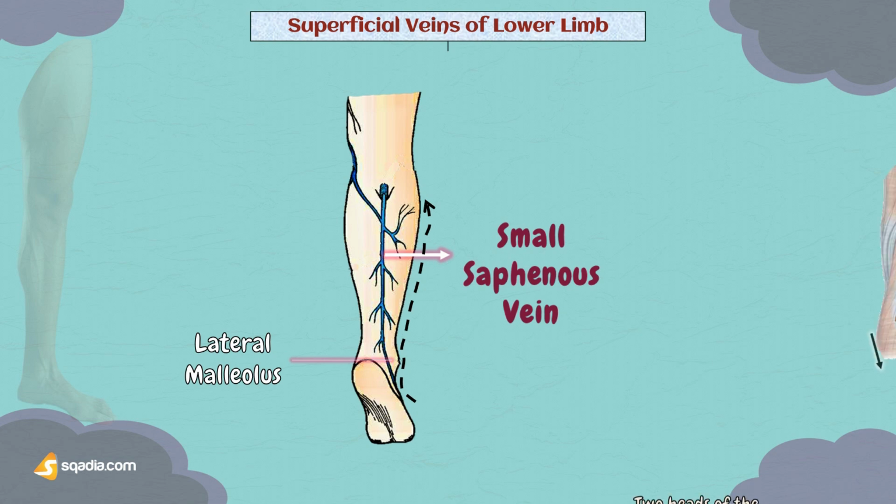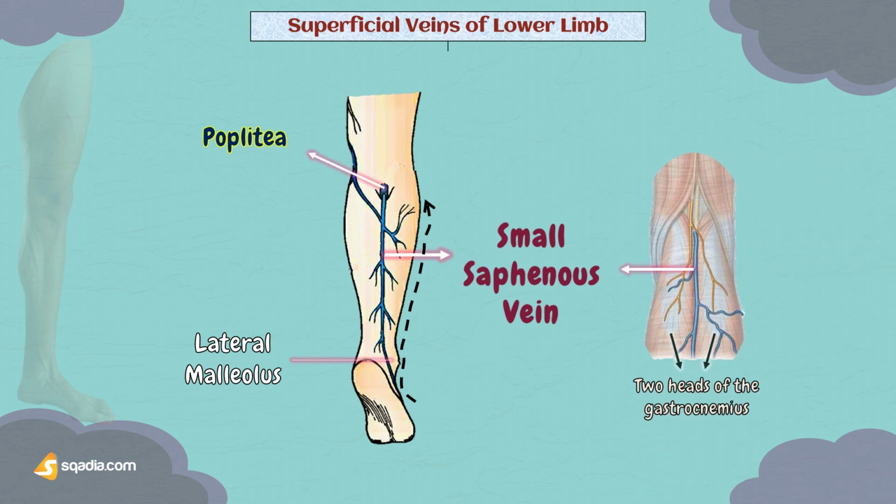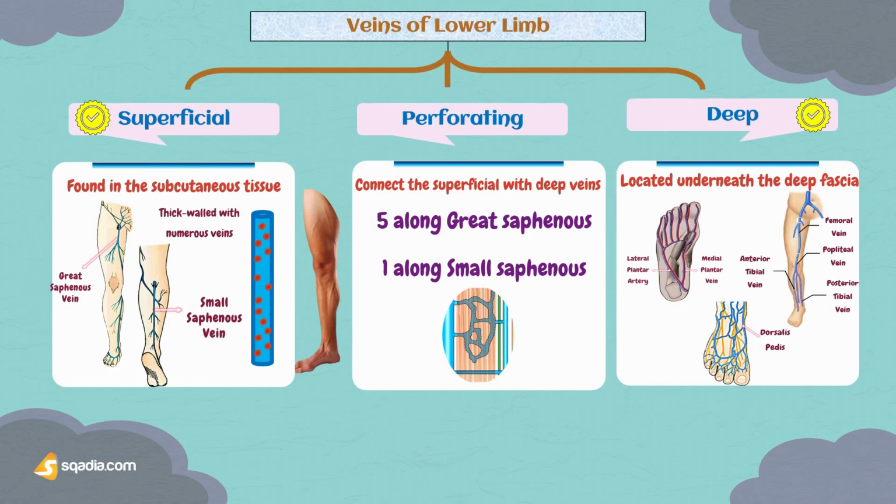It ascends between the two heads of the gastrocnemius muscle and empties into the popliteal vein in the popliteal fossa. It drains the lateral border of the foot, the heel, and the back of the leg. It relates to the great saphenous and with the deep veins, and is accompanied by the sural nerve. We are just about done with our discussion on the veins of the lower limb.